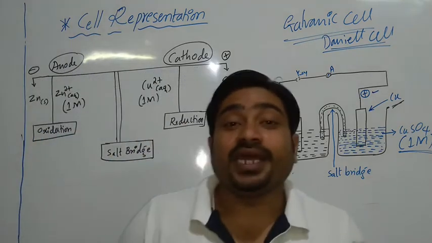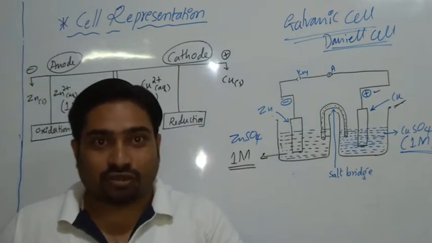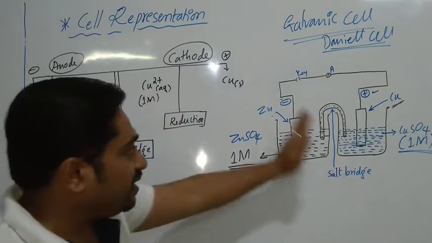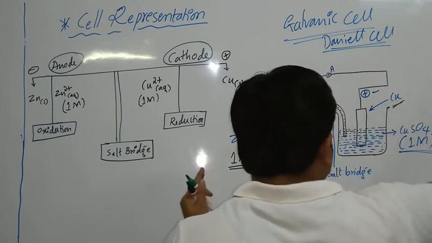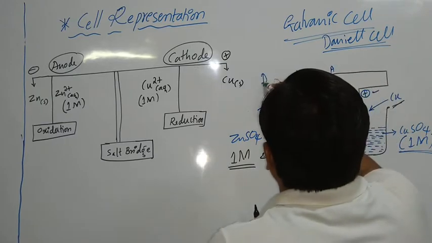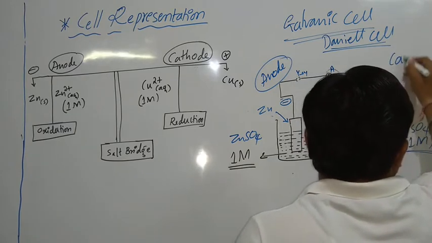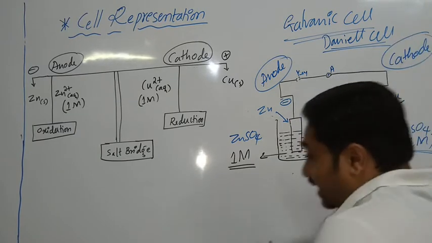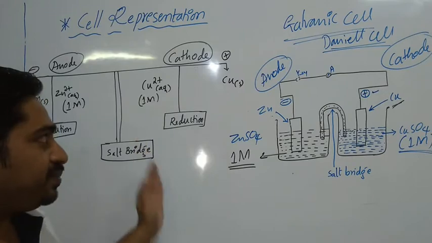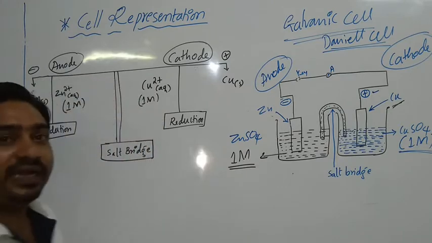Please remember, according to IUPAC recommendations, we take the oxidized electrode, the electrode which is undergoing oxidation, that means the anode, always on the left. If this is my right side and this is my left side, the anode is always taken on the left, and on the right we take the cathode. So while writing a cell, we must follow that the anode is written on the left side and the cathode on the right side. Based on this, we have to represent a cell.